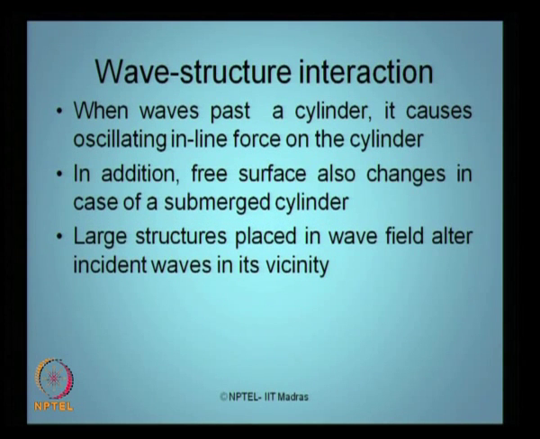If you talk about large structures placed in the wave field, they alter the incident waves themselves in the vicinity of the structure. These are all qualitative statements which have been taken from different research findings of various papers, which we will refer back to at the end of the presentation.